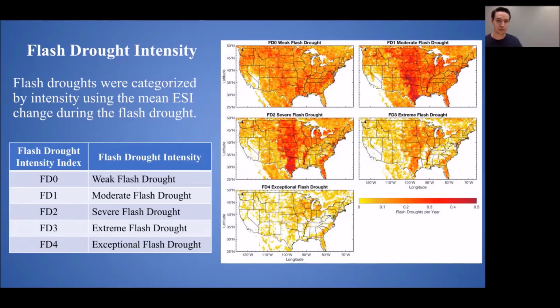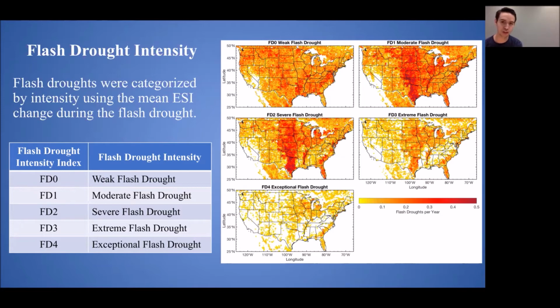And here are the results for that. Starting off with the top left panel, that's the weakest flash droughts. We can see overall that there's no preferential region. Generally, weak flash droughts can occur anywhere in the United States except, once again, kind of in the Southwest, desert Southwest.